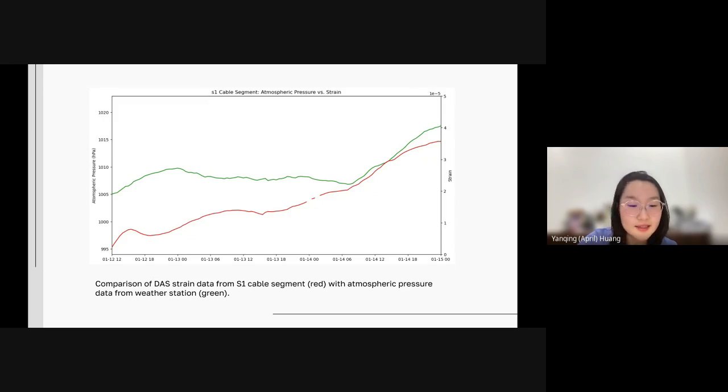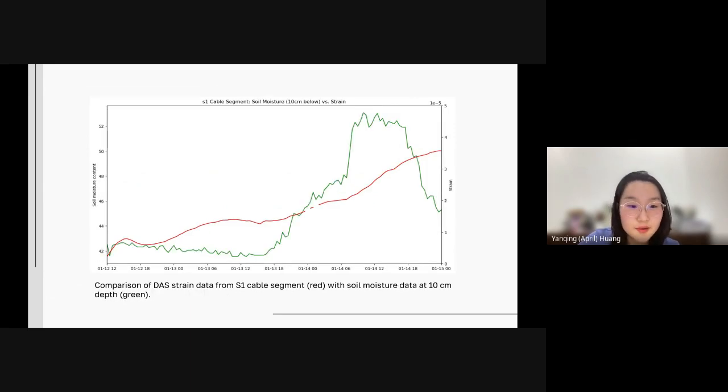And this is the data from the S1 cable segment plotted against the atmospheric pressure. Now, this graph is of the S1 cable segment as well, whereas the other variable this time is soil moisture. In this figure, the soil moisture remains relatively constant until January 13th, 6 p.m., where it increases. Both strain and soil moisture increase from around January 13th, 6 p.m. to January 14th, 12 p.m.